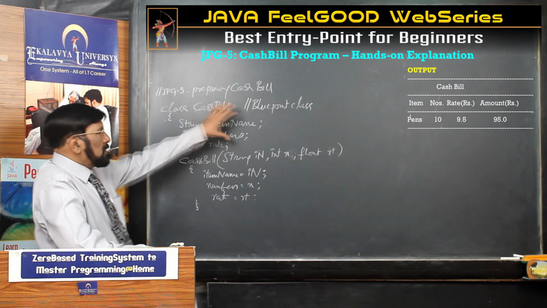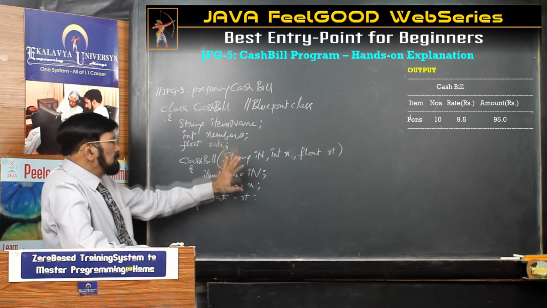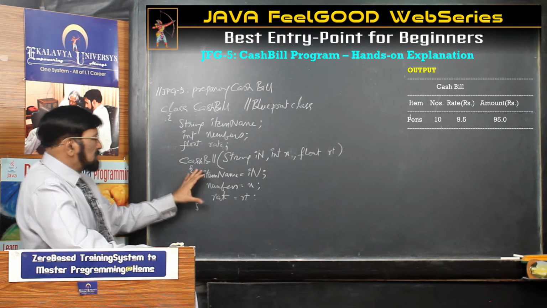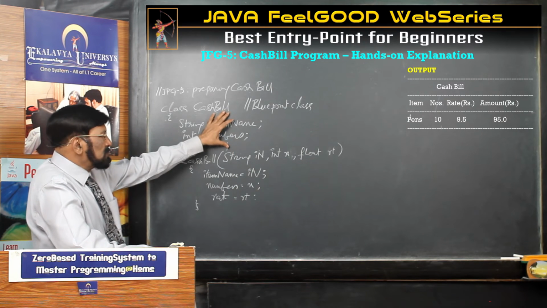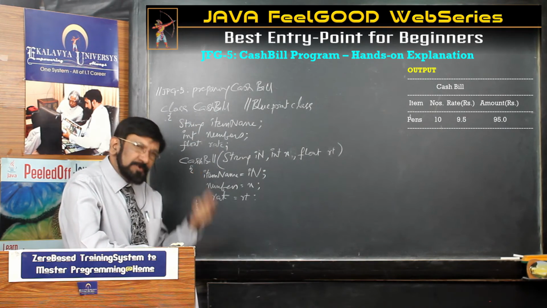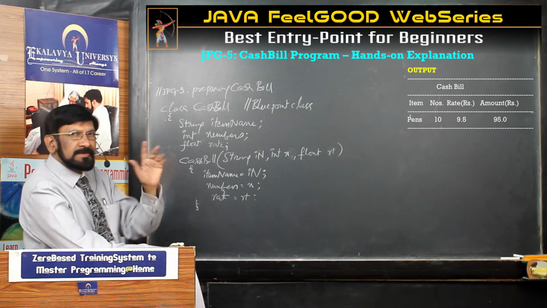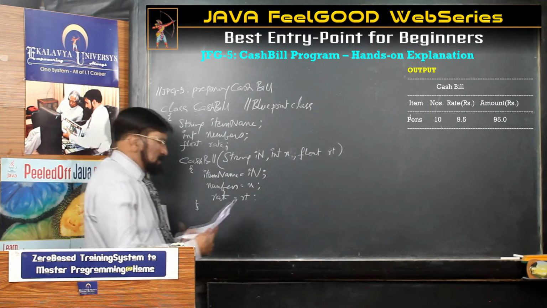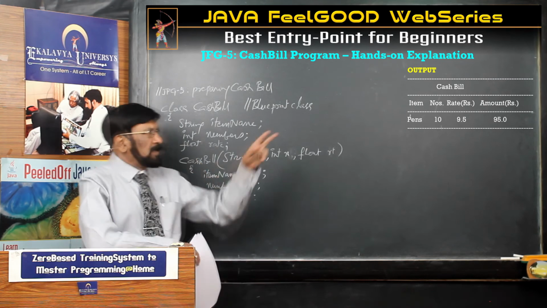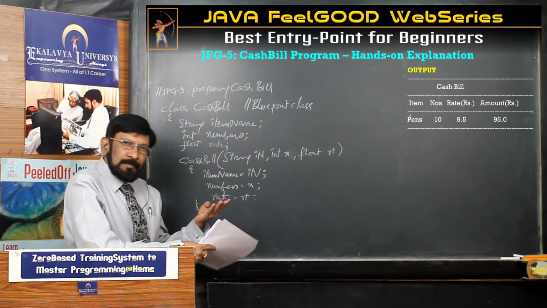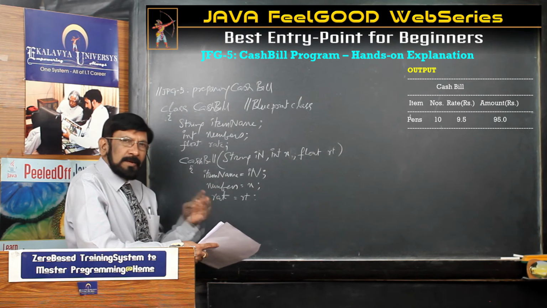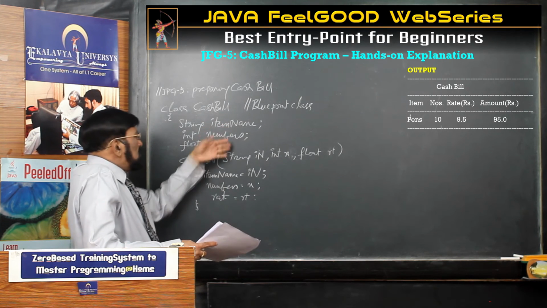Okay. Now instance variables we have defined, constructor we have defined. As a result of this constructor, the instance variables are initialized whenever an object is created. Okay. Now let us come to the third item. Actually in CashBill, how many items are there? One is item name, second one numbers, third one rate, fourth one is amount. But amount is not there.